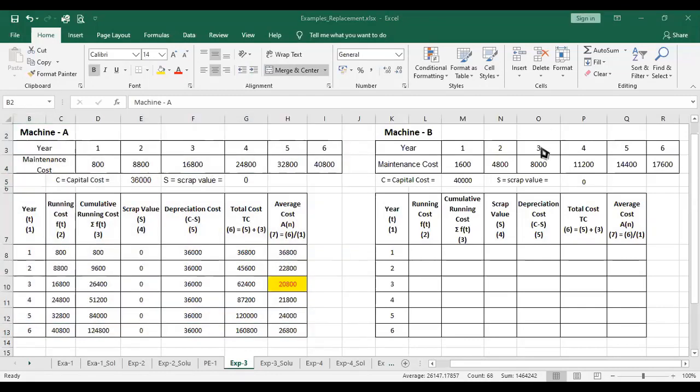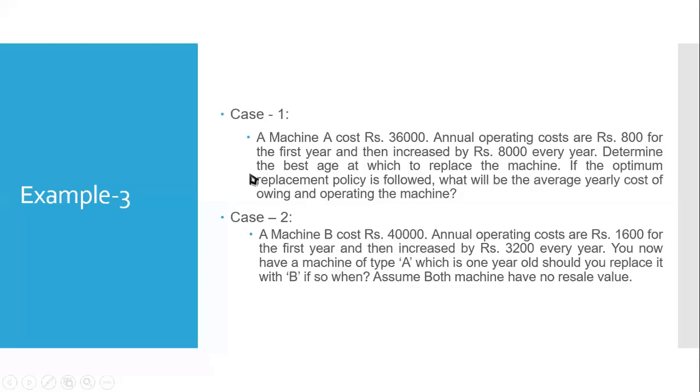Now let us understand the second part of the data. Let me show you the data. Now for case 2, we have machine B, and the capital cost is 40,000. For case A, the cost is 36,000. So in case 2, machine B is a little bit costlier than case 1, at 40,000. So the difference is 4,000.